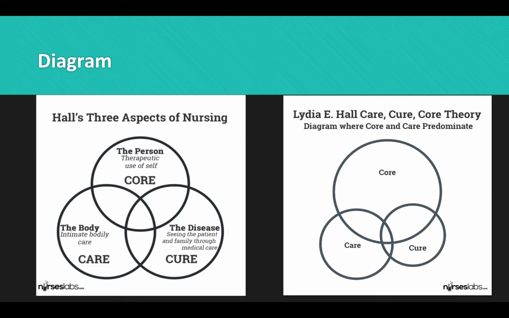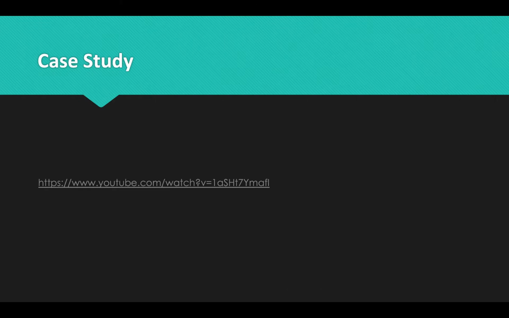And if you look at the diagram on the right, you can see that the circles are not all the same size, and some are overlapping more than others, and it's showing that core and care are predominant. What this means is that the patient is in that phase of the disease process. So think about how you can apply this theory for nursing school by identifying the core, care, and cure. This case study is a short video of nursing students applying this theory to the stresses of nursing school.